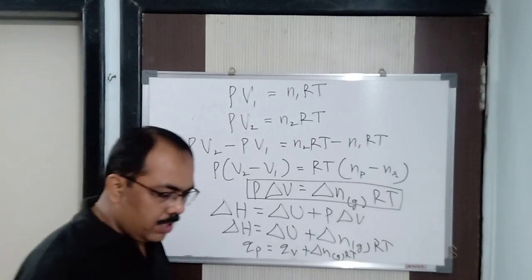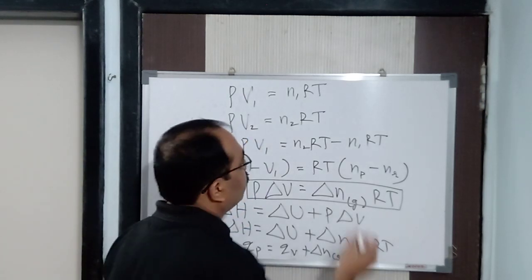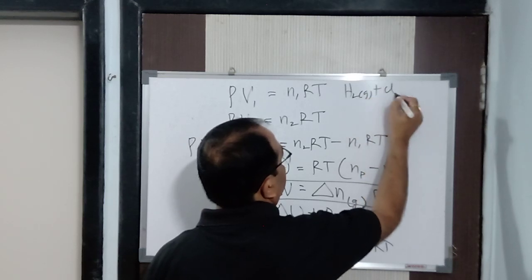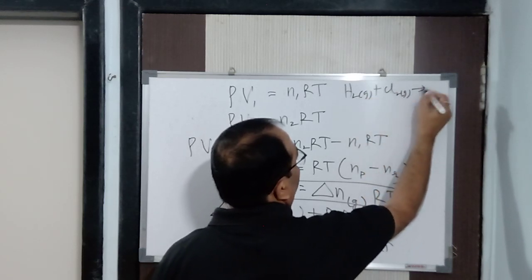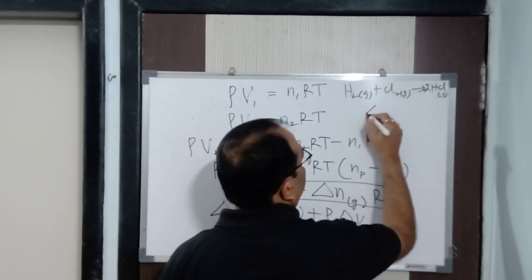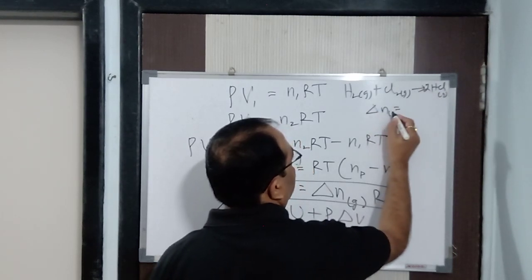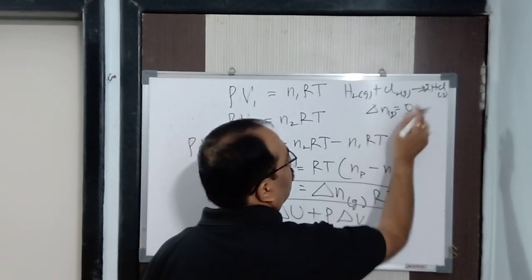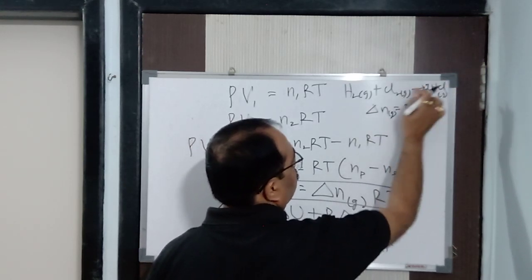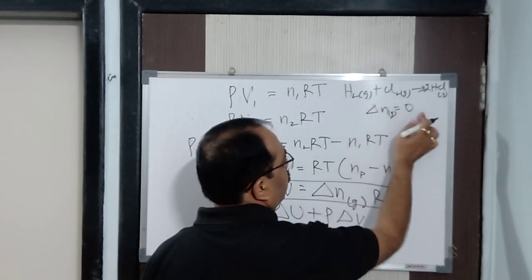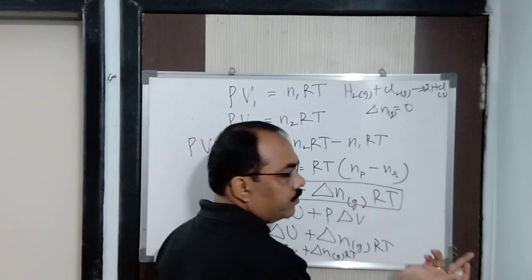For example, how to calculate the change in number of moles? I am writing an equation: H2 gas plus Cl2 gas gives 2HCl gas. Here delta Ng is 0. How is it 0? The number of moles of the product is 2 and the number of moles of the reactant is also 2. This is 1, this is 1. So 1 plus 1 is 2, and 2 minus 2 is 0.